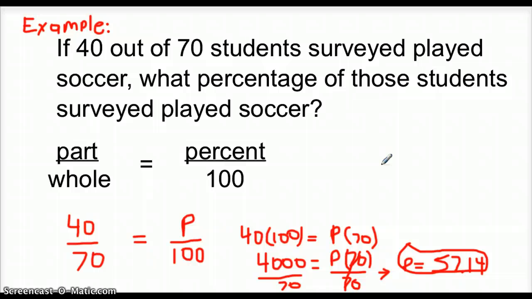Okay, and that's how we would solve these percent proportion type problems. They'll give you any three of these parts, and knowing what three of them are, you can find out what the missing one is. So you won't always be solving for p. Sometimes you'll be solving for this component or this component, but that's how you set them up, and that's how you solve them.